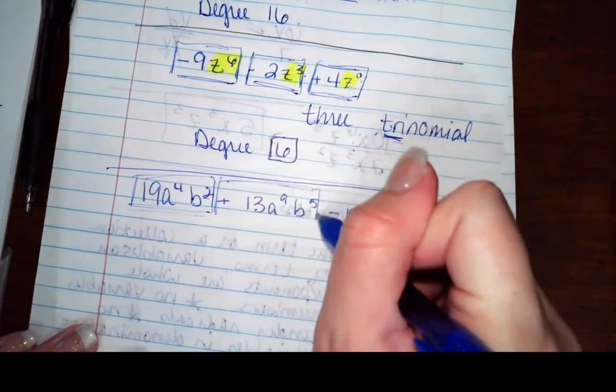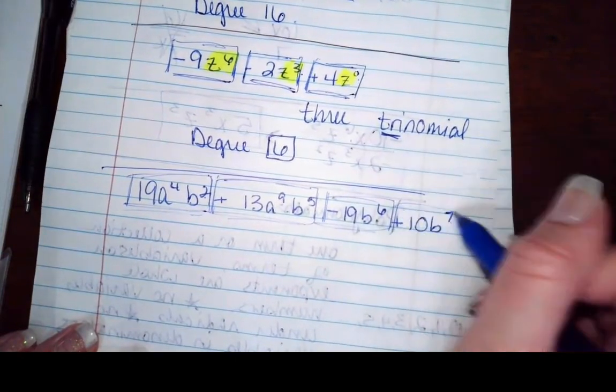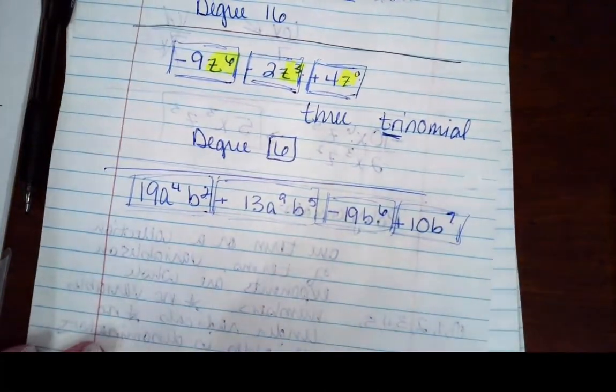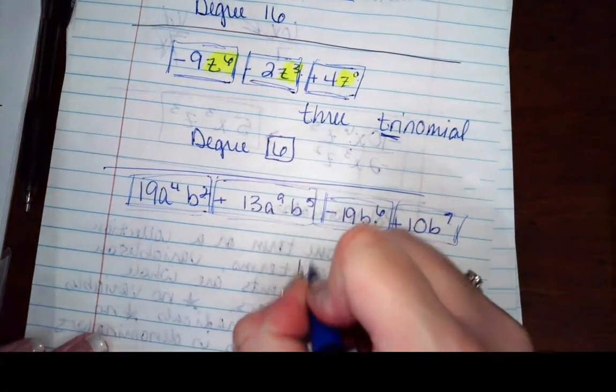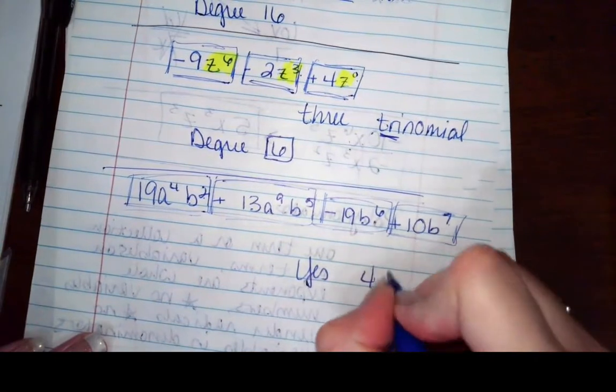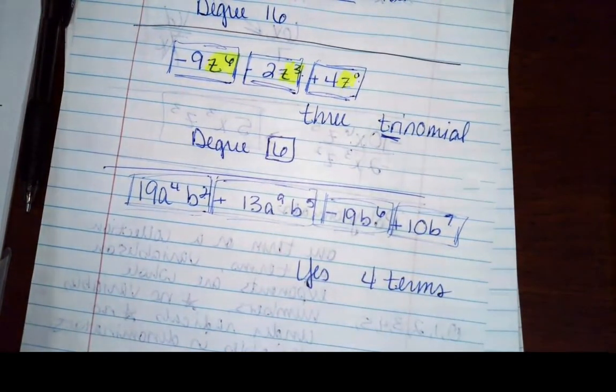I would like to know what kind of a polynomial this is. So I've got these terms that I can figure out where they are by looking for my pluses and my minuses. So I've got 1, 2, 3, 4 terms. So yes, it is a polynomial. It's 4 terms, so it doesn't have a special name. It's not a monomial, binomial, or trinomial. But I would like to know the degree.